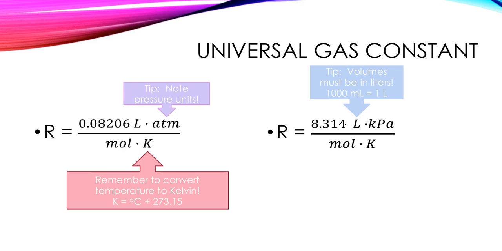Other things to note, your volume has to be in liters. When you're using the ideal gas law, the way we've got R set up is our volume's in liters. So if your volume's in milliliters or some other volume unit, you have to convert it. Remember that there are 1,000 milliliters in a liter.